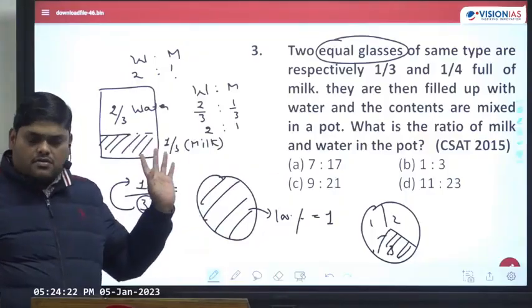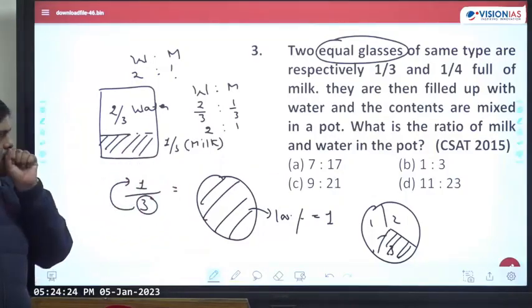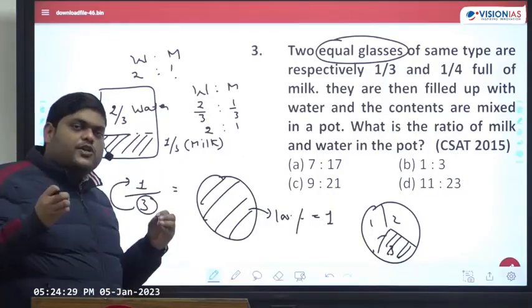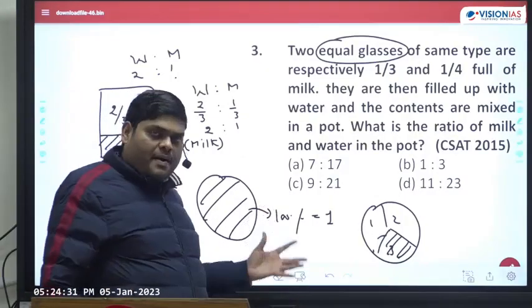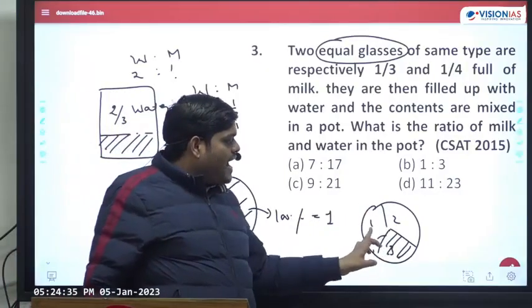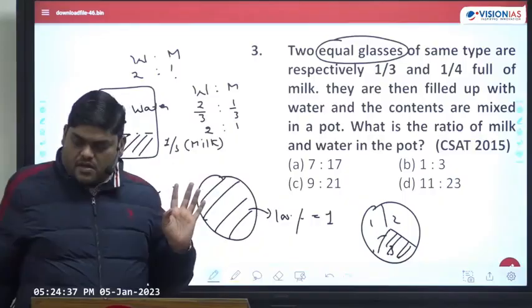Any doubt here? Let me know. Any doubt in this case? Again I am repeating, when we are saying 2/3 or 1/3, 1/3 means out of 3 parts, I am just taking 1 part.